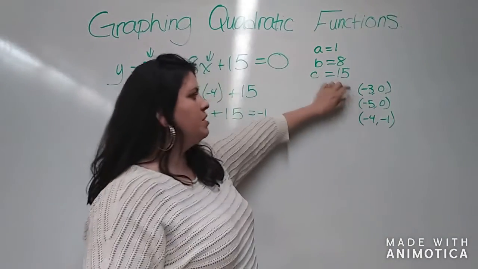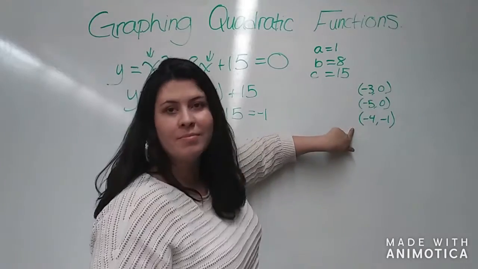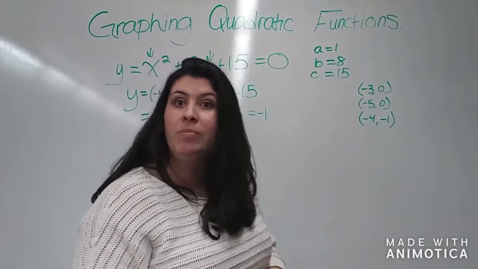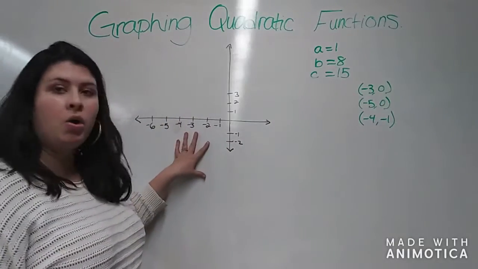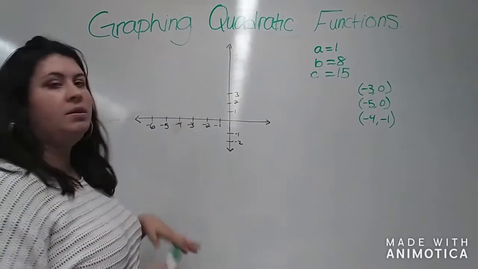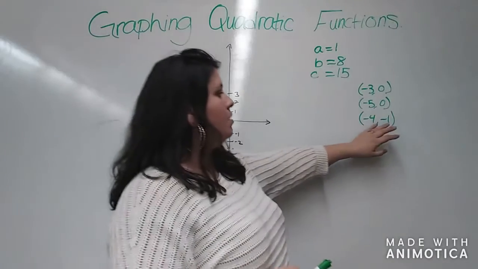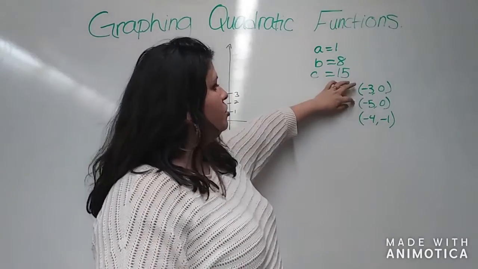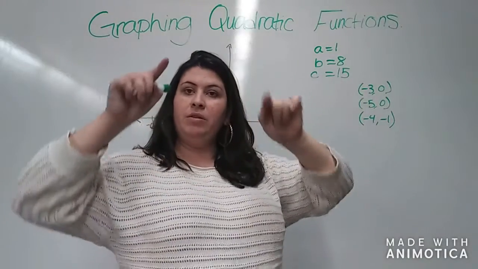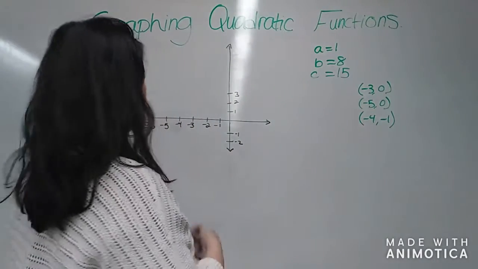Now we have 3 points. 1, 2, 3. Let's put it on our coordinate plane. Let's graph it. So now we have our 3 points. We have our coordinate plane drawn out. Let's start with negative 4, negative 1. That's our vertex. These 2 points should come up on either side of our vertex. Let's see if it works.